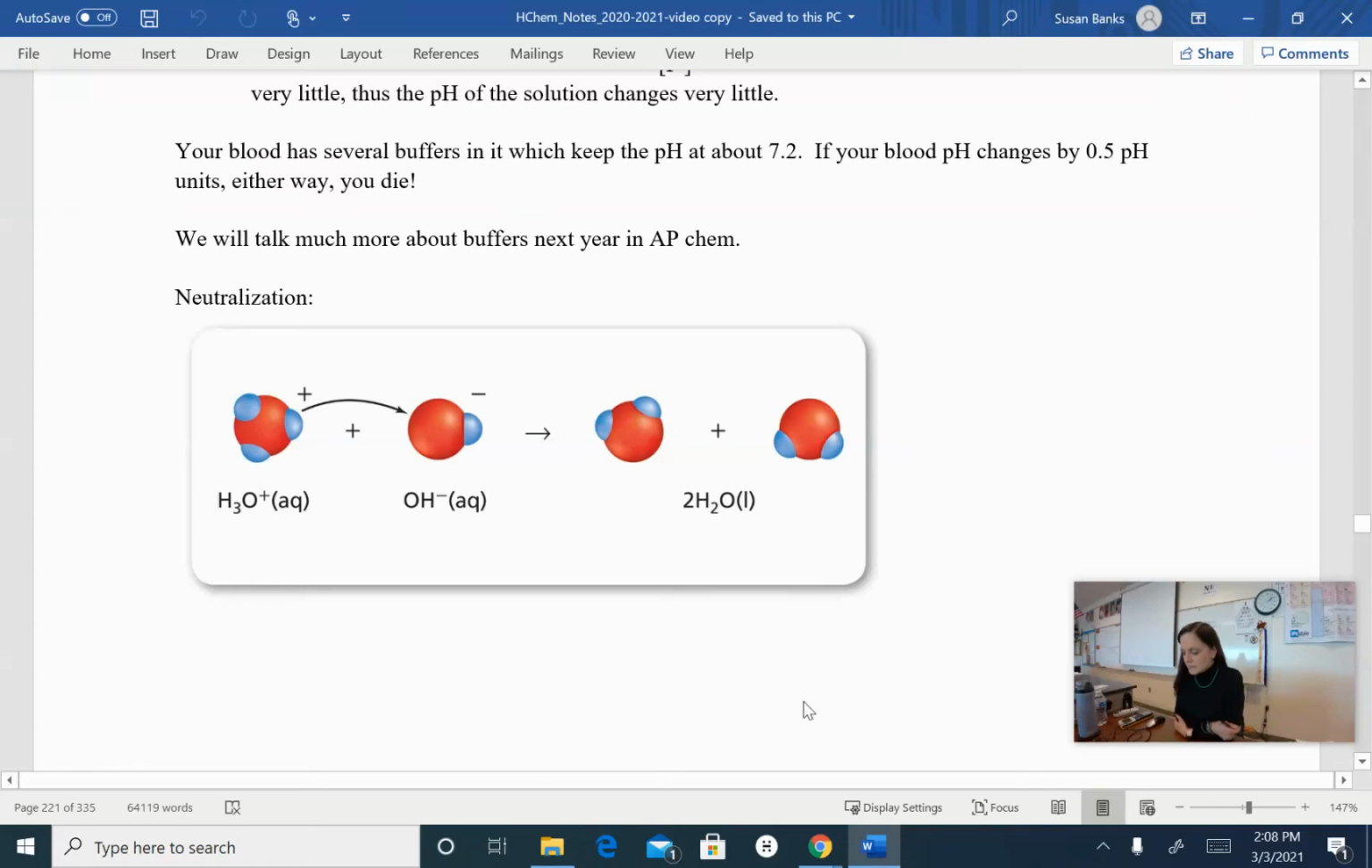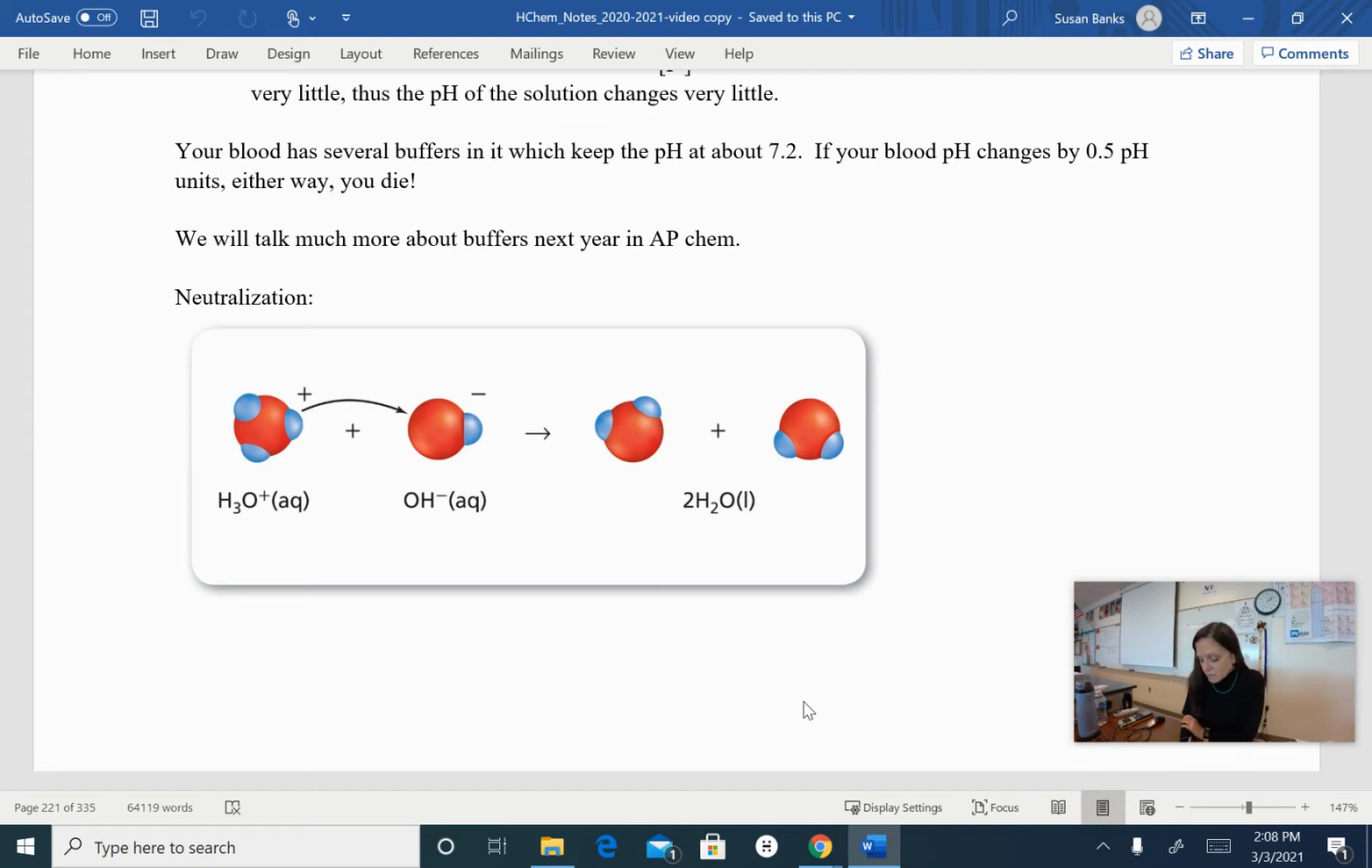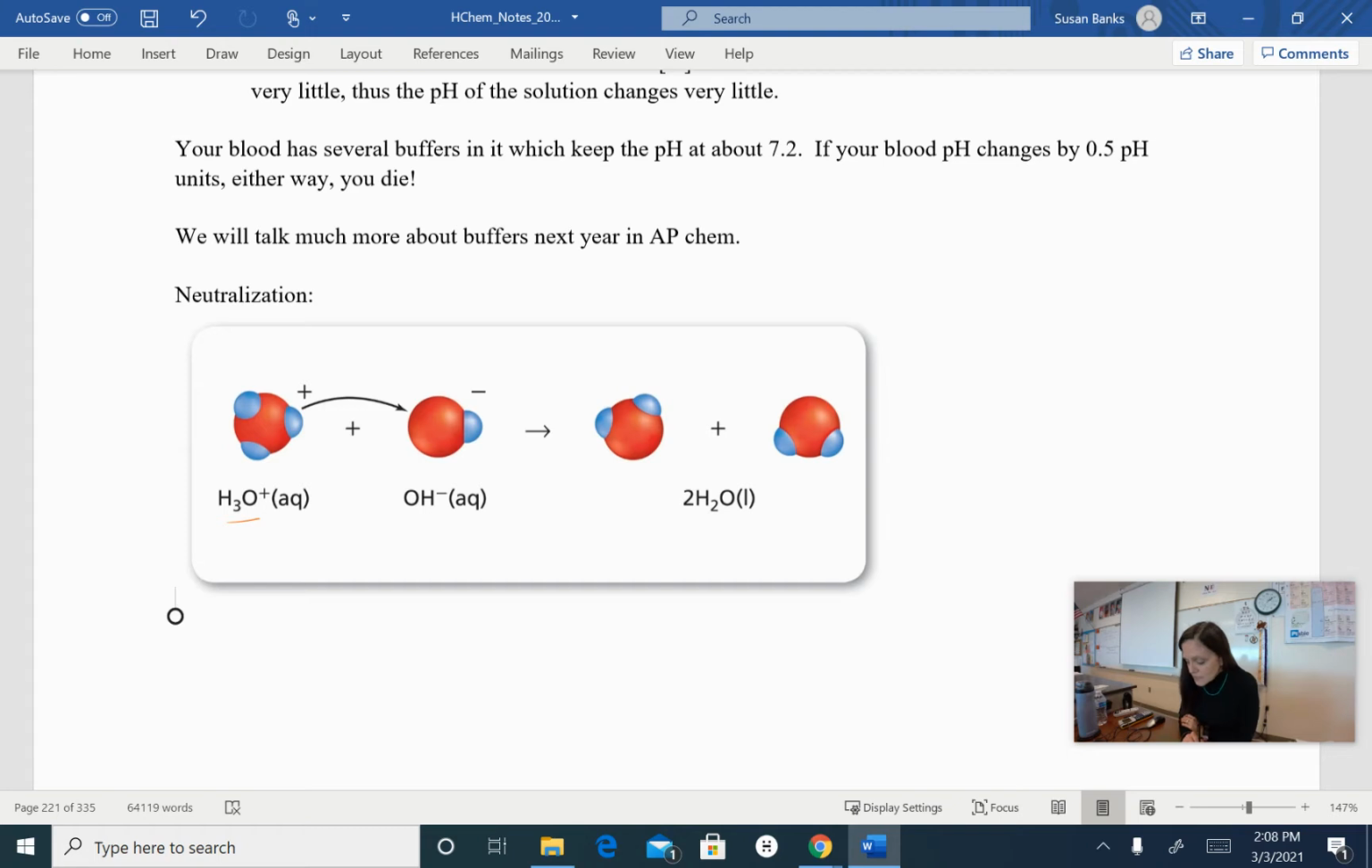All right, Honors Chem, today we are going to learn about neutralization reactions. Neutralization means that I'm taking an acid and a base and mixing them together to neutralize both of them. So simply, you've got an acid, hydronium, or we could make it a generic acid like HA. Hydronium, H3O, is water with an extra hydrogen on it, right there.